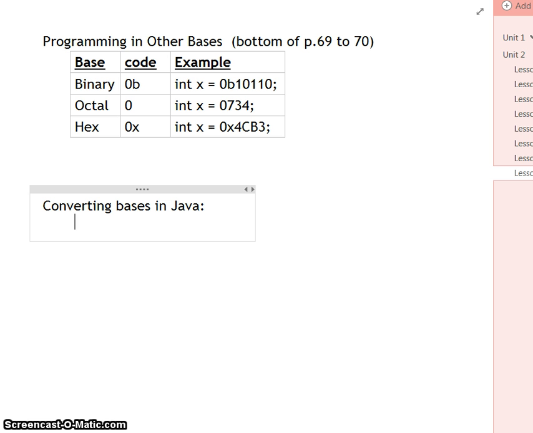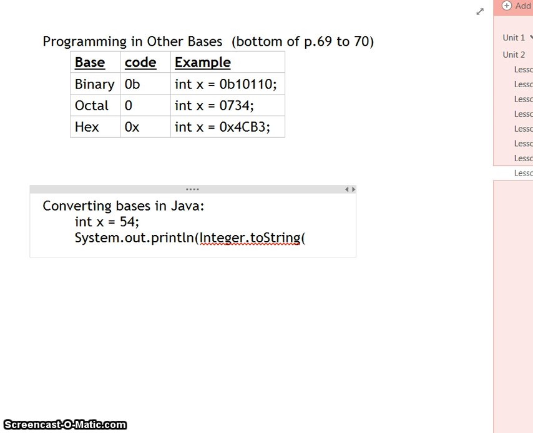Now, if you want to convert bases in Java, you are going to use a certain code. There's actually a couple different codes, but I'm just going to teach you the one. So like if you had int x equals 54, and you want to print it in binary, you would do System.out.println, and it would be Integer, capital I, dot toString. You're actually converting to a string. Say x because that's the number you're using, comma, whatever base you want to put it in. So if you do 16, that's hexadecimal.